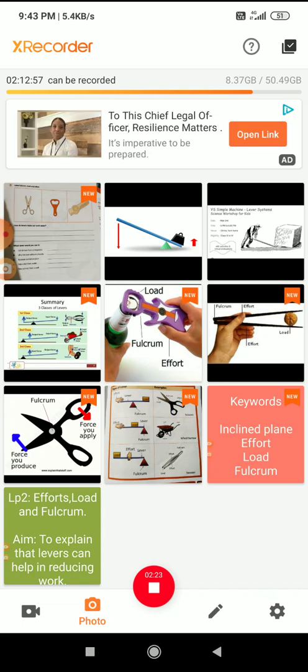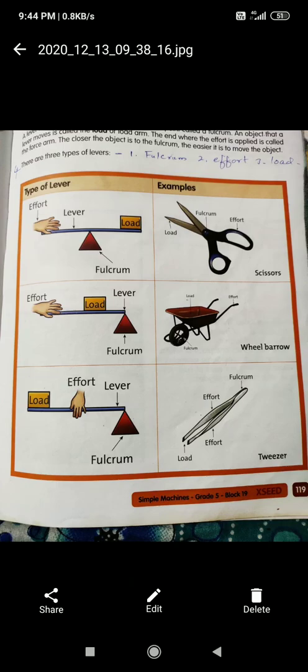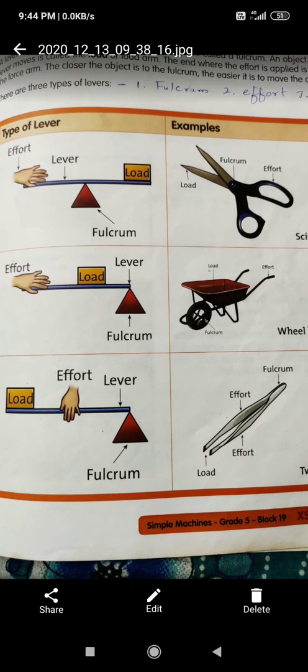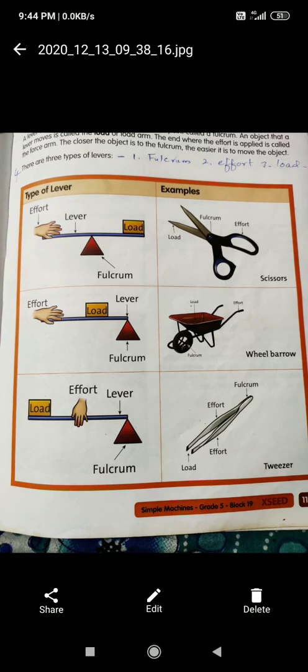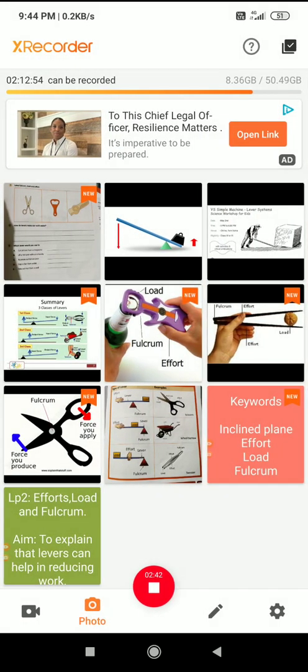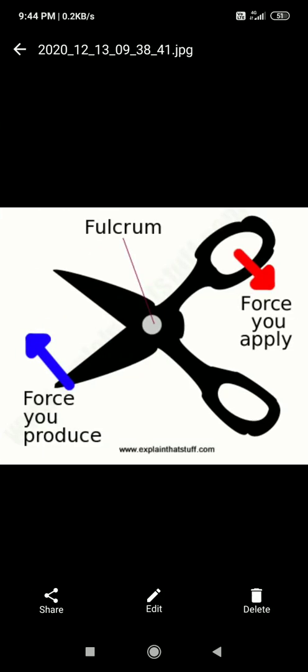So this is about a lever example. How does the lever actually work? We will go through a few examples. In your content book you can see many examples have been given, types of the lever, right? Scissor is an example, wheelbarrow, tweezer, right? These are the examples. First we will go through the scissor example.